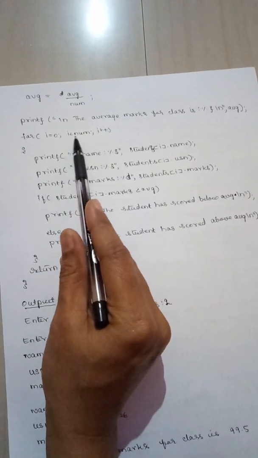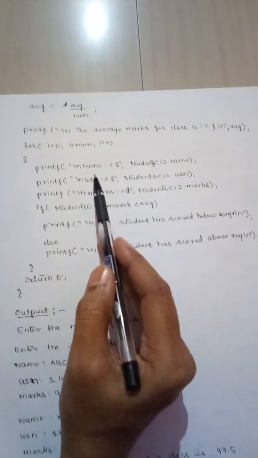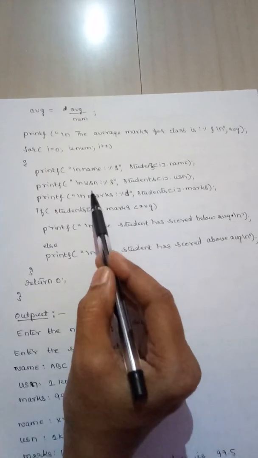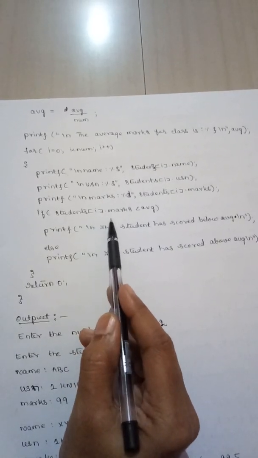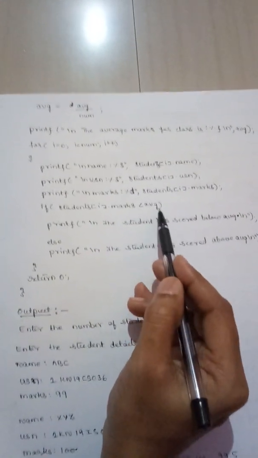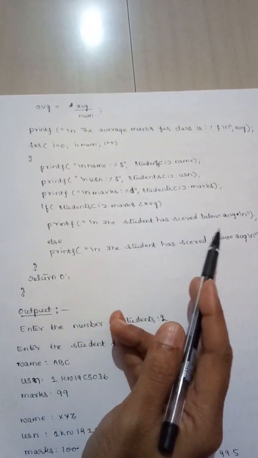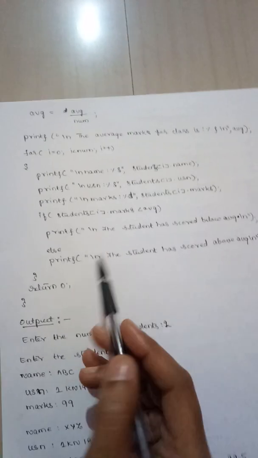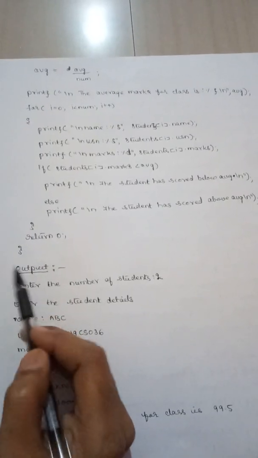For i is equal to 0, i is less than num, i plus plus, printf the data of the students. Name is this, USN, marks. If the student marks is less than average, printf the student has scored below average, else printf the student has scored above average. Now close the bracket, return 0, close the bracket.